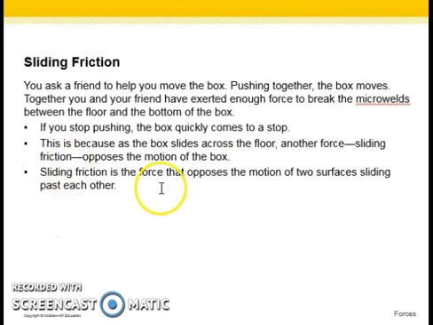Our second type of friction, sliding. And writing down, it's the force that opposes the motion of two surfaces sliding past each other. What does that mean? Well, our example is here. You ask a friend to help you move the box. Pushing together, the box moves. And together, you and your friend have exerted enough force to break those microwelds between the floor and the bottom of the box.